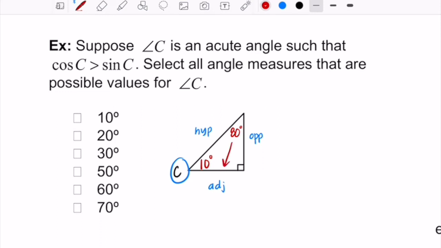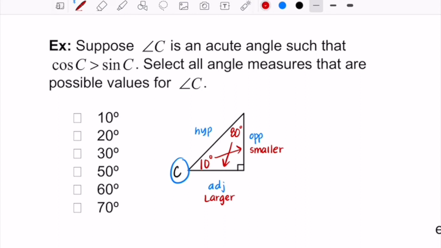So in this picture, the side opposite the 80 degrees is the adjacent side, and the side opposite the 10 degrees is the opposite side. The adjacent side would be larger, and the opposite side would be smaller, because the 80 degrees is larger than the 10 degrees. And this is the theorem about triangles that we're applying here.